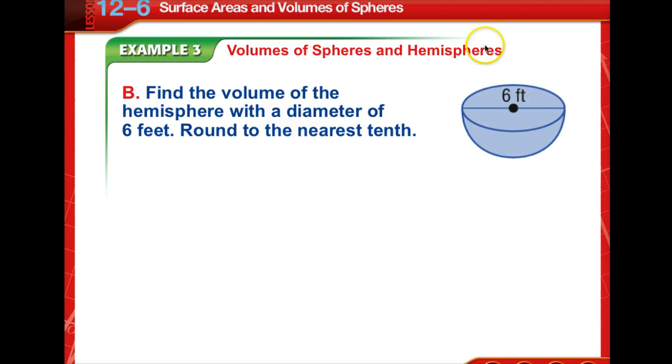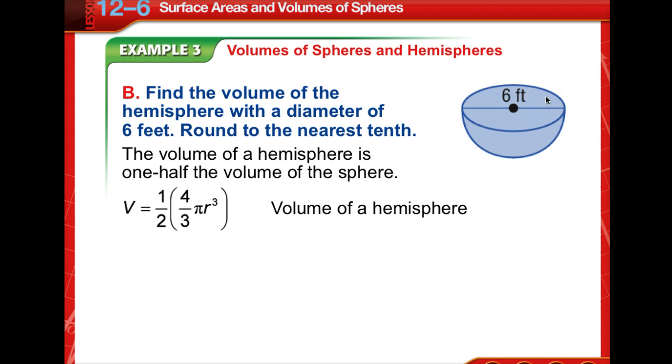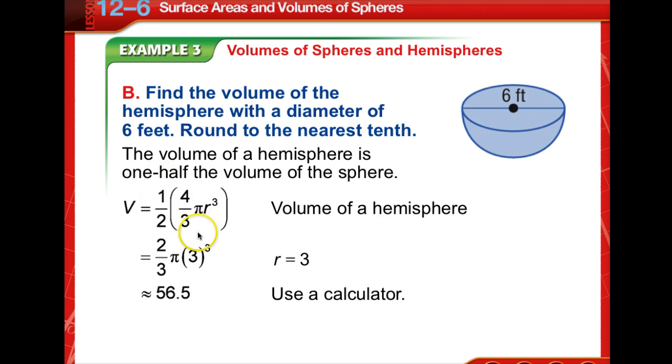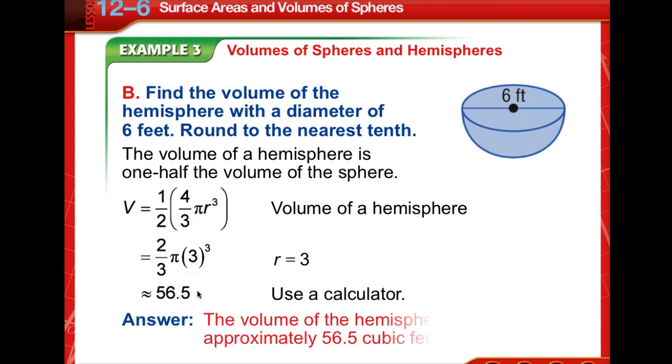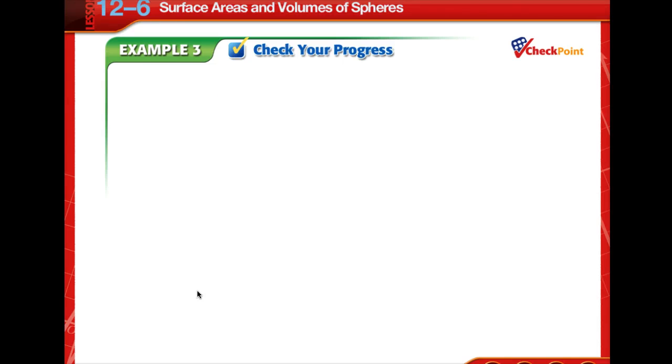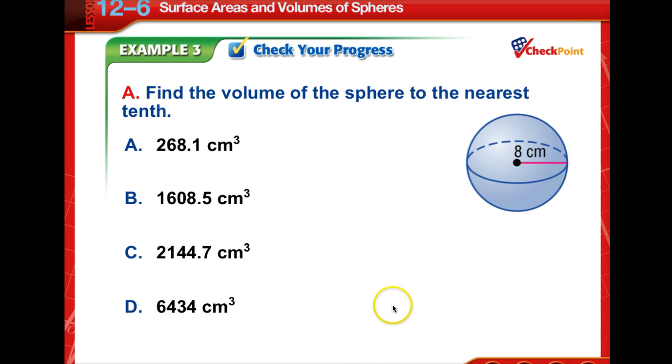Find the volume of this hemisphere, so half of a sphere. The diameter is 6 feet, so we know that the radius is 3. Substitute in, this time we're taking half of that volume. So the volume of the hemisphere is approximately 56.5 cubic feet. All right, let's find the volume of this sphere to the nearest tenth. So pause the video, then come back and check your answer.